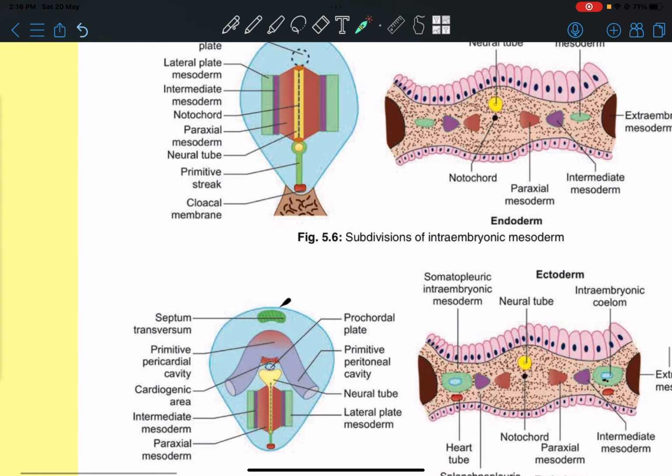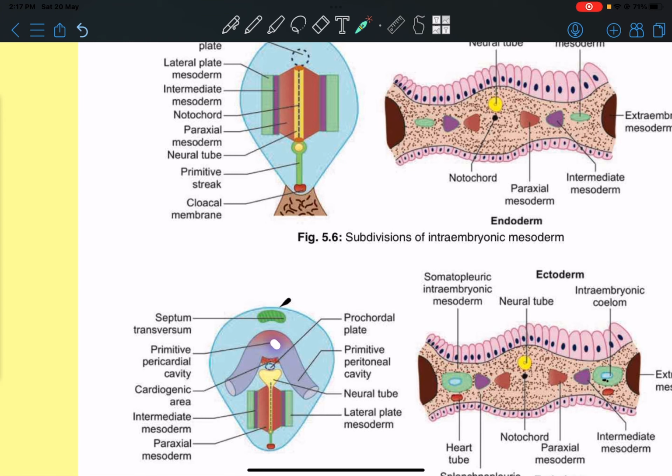So we have our prochordal plate, then we have our cavity, and then here the septum transversum. After the folding of the embryo, the septum transversum comes to lie with the prochordal plate somewhere here only. So that's a different thing. I'm not going to go into that. This cavity that we can see here forms our adult cavities like peritoneal, pleural and pericardial. This area forms the primitive pericardial cavity. So eventually our heart will lie here.